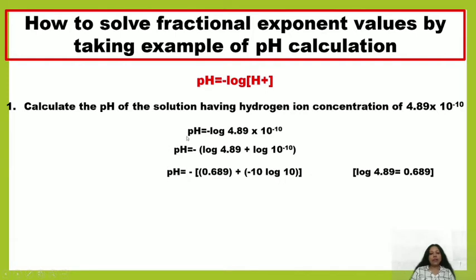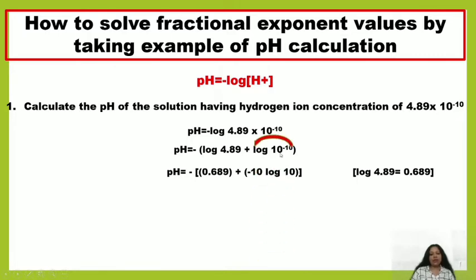The third step is to find out the value of log 4.89. So if you have a log calculator, you can find it out. If you have a log table, you can find it out, and its value is 0.689. So you need to just put 0.689 in place of log 4.89, and after that, closing the bracket, just put a positive sign. And then we calculate log 10 to the power minus 10.